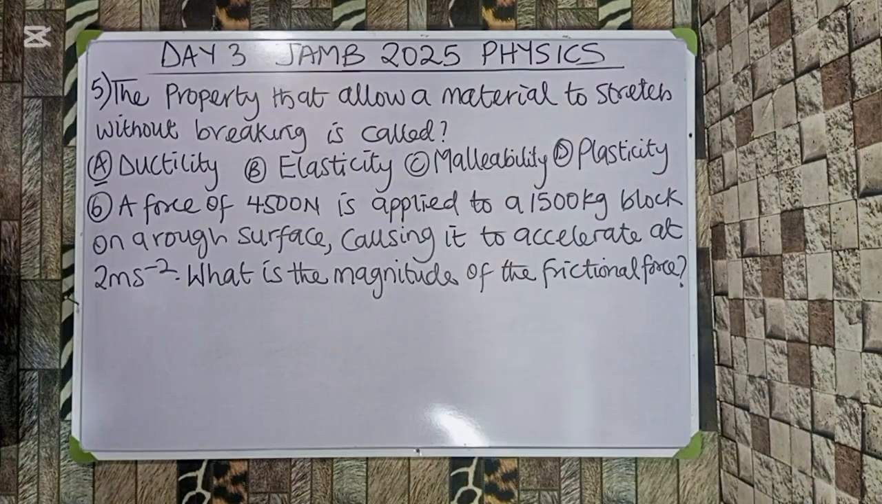Alright. Question 6. A force of 4,500 Newton is applied to a 1,500 kilogram block on a rough road, causing it to accelerate at 2 meters per second squared. What is the magnitude of the frictional force?